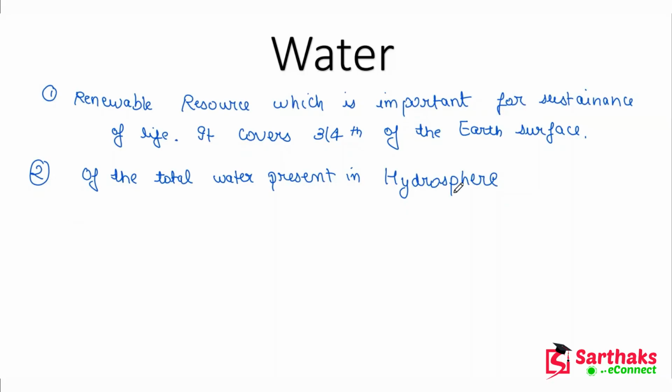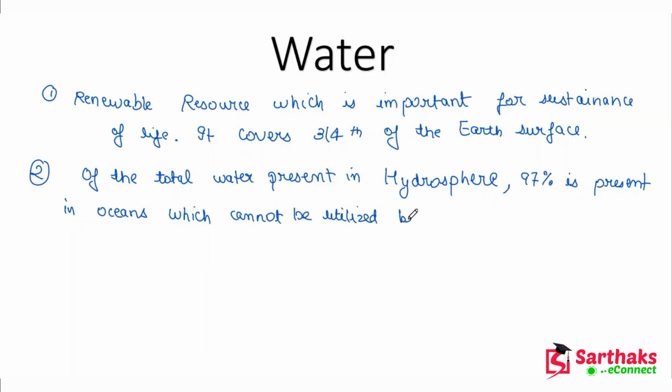Of the total water present in the hydrosphere, 97% is present in oceans, and the water present in oceans cannot be utilized by living beings.